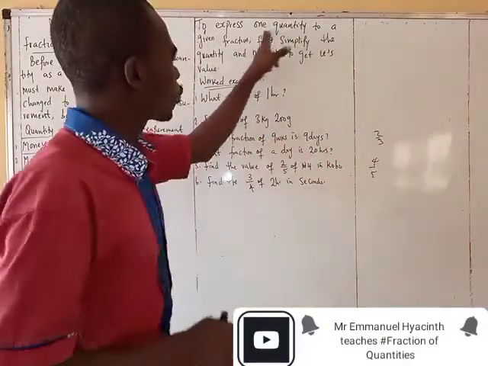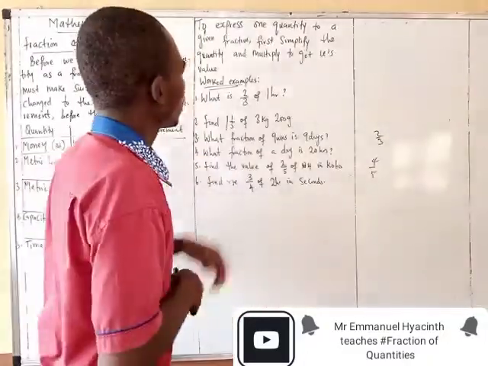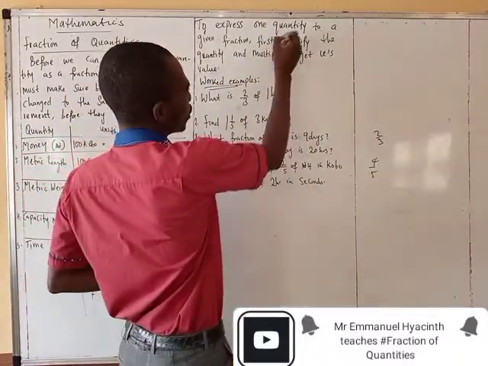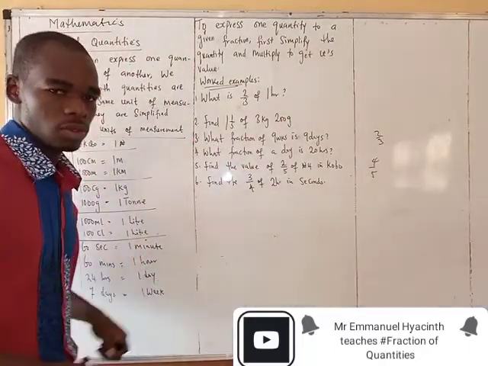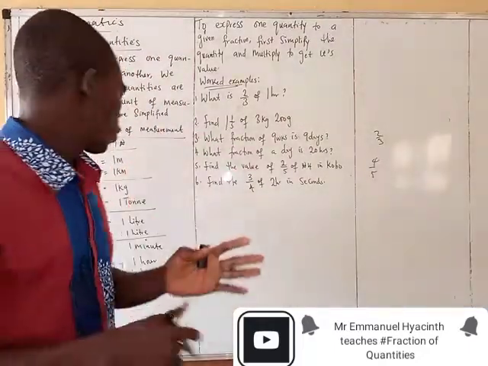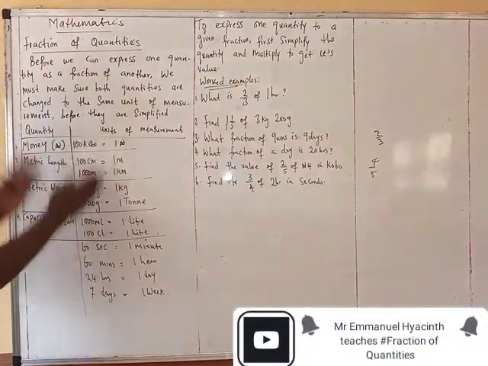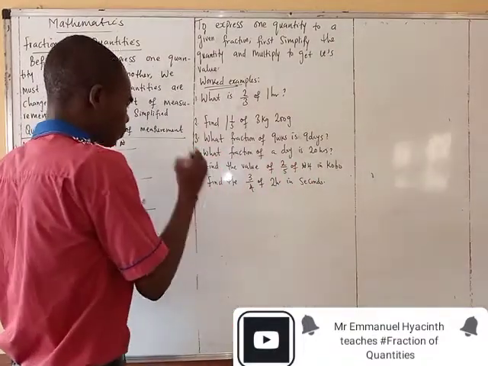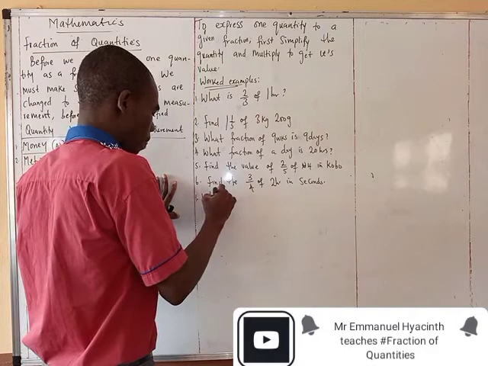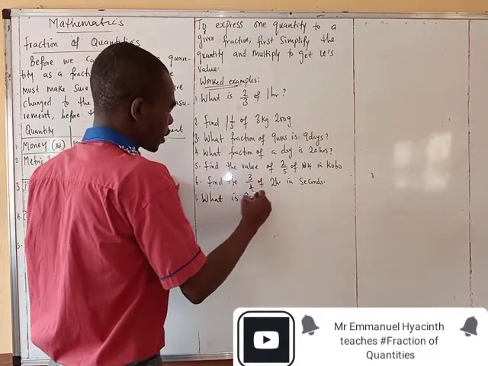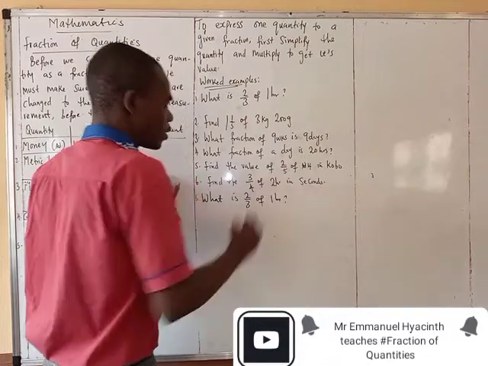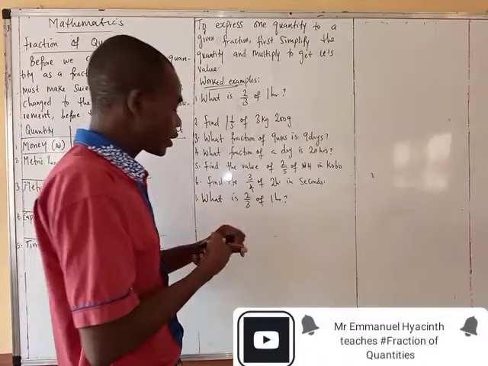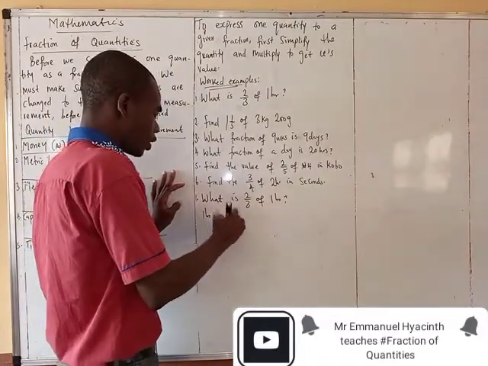To express one quantity in the same quantity as a given fraction, first simplify the quantity and multiply to get its value. You can't simplify without knowing this table, so learning it is going to help us. Number one: what is 2/3 of 1 hour? The first thing you have to do is change this hour to minutes. For you to change this hour to minutes, you know that 1 hour is equal to what?